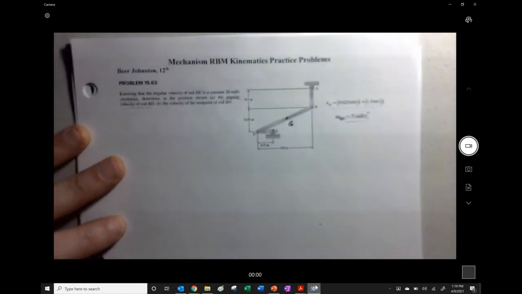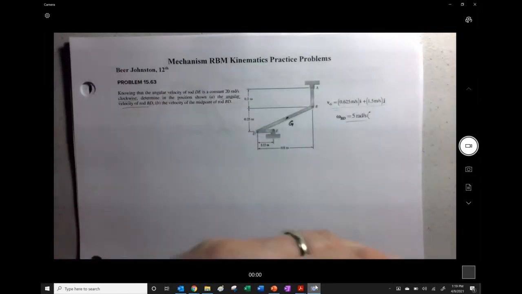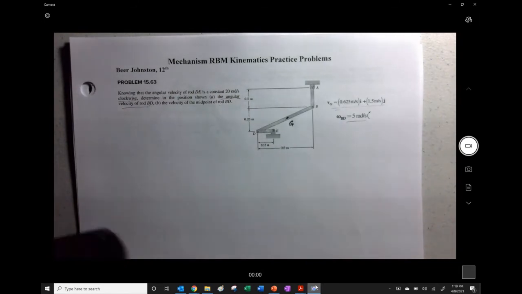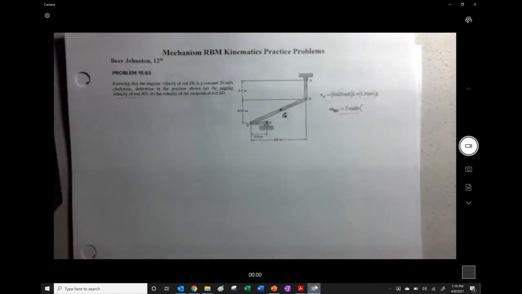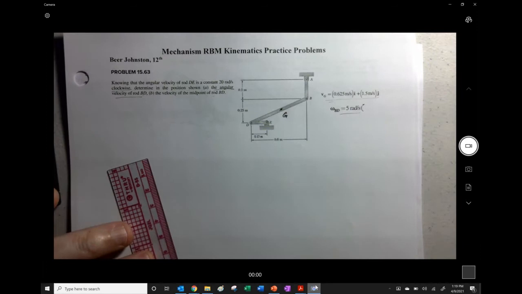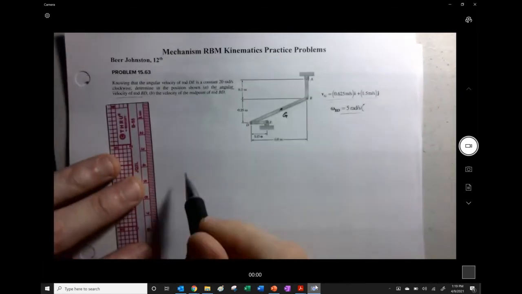Let's see if we can get that to focus a little bit better. I don't know why the scissors are out right there. Oh yeah, I opened up a box. That's why. So let's see.